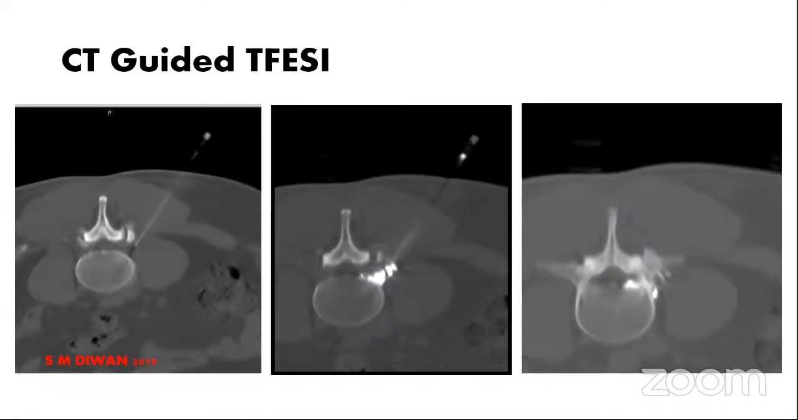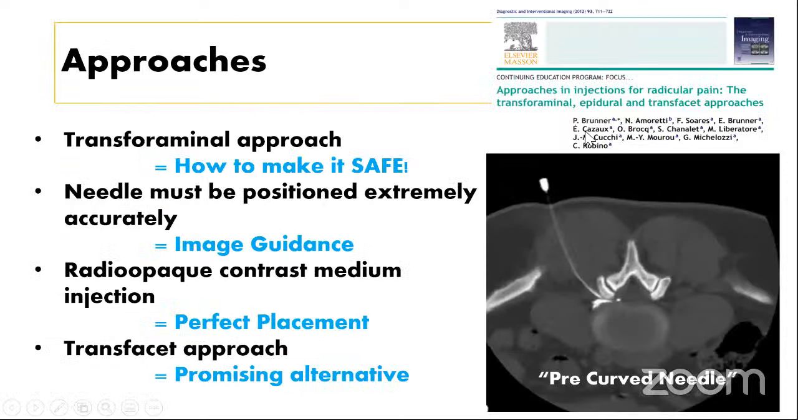CT guided, I usually don't do it, but just for the sake of academic purpose, I thought that we place the needle along this angle into the foramen, and then you inject the contrast which goes into the anterior epidural space in the foramen as well as in the extraforaminal, and then you give your local anesthetic as well as the steroids. So these are some of the approaches that I've found in the literature, like the transforaminal epidural, the transfacet. Now they have used a pre-curved needle.